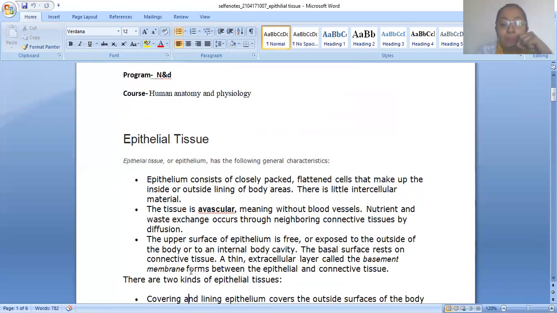The upper surface of the epithelium is free or exposed, like our skin, exposed to the outside of the body or to an internal body cavity. The basal surface rests on the connective tissue. A thin extracellular layer called the basement membrane forms between the epithelial tissue and the connective tissue. So the basement membrane is a membrane that differentiates between the connective tissue and the epithelial tissue.